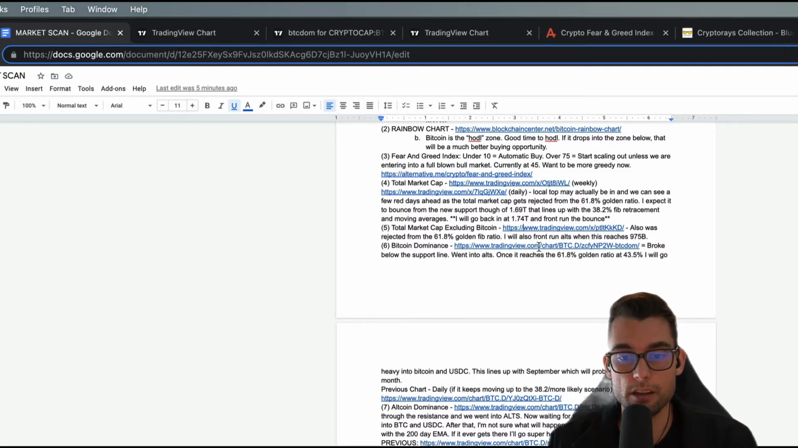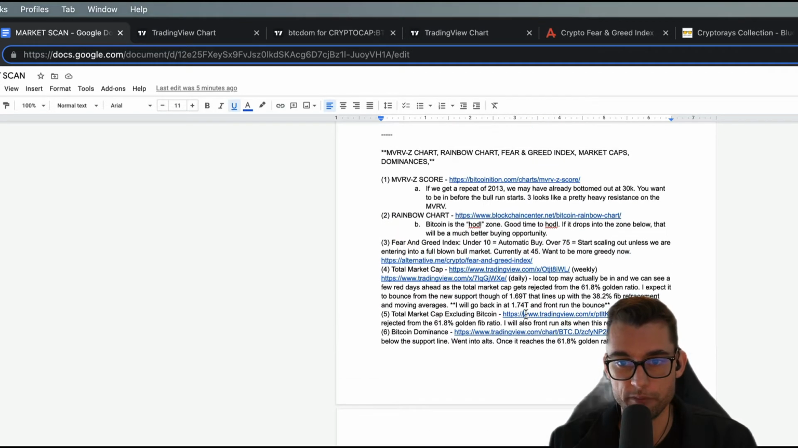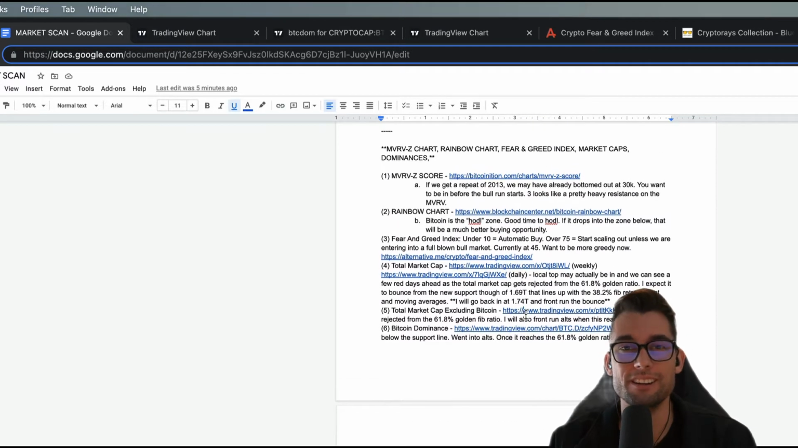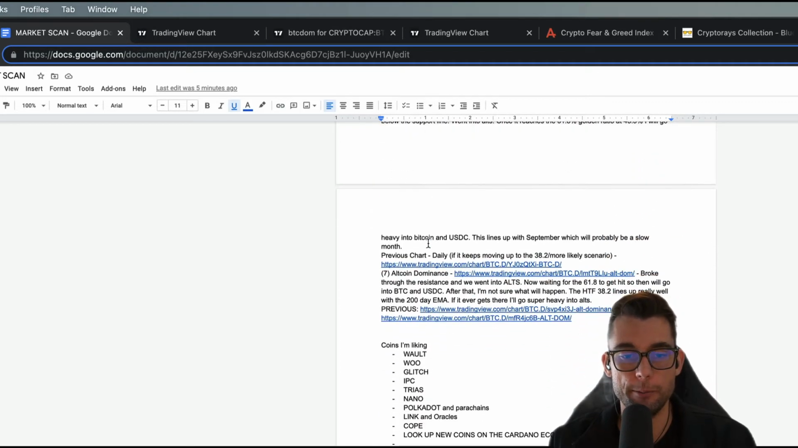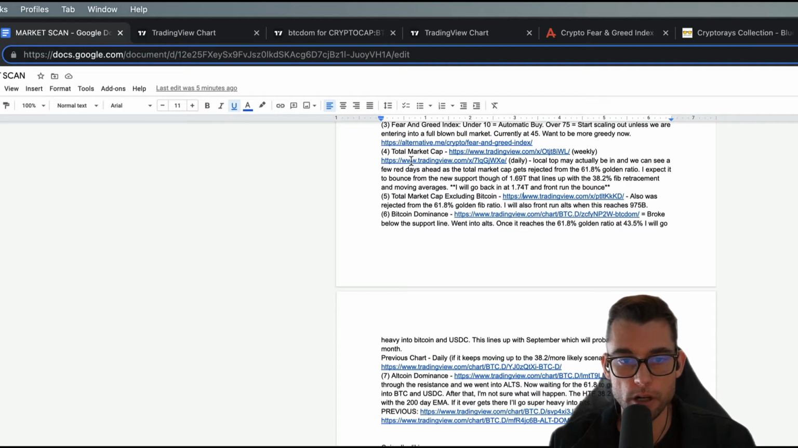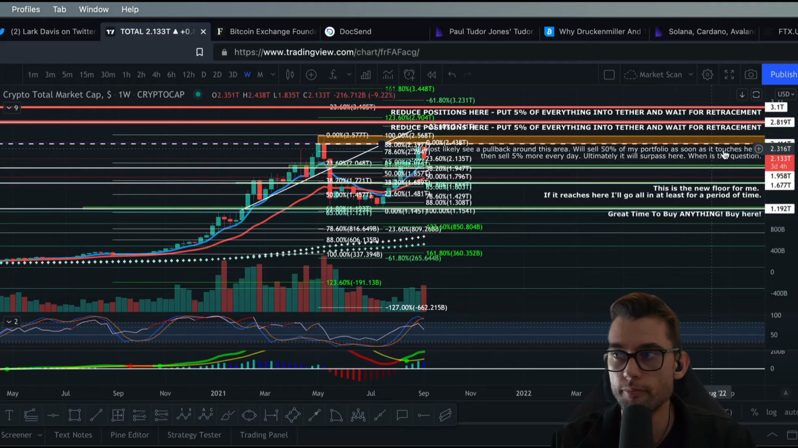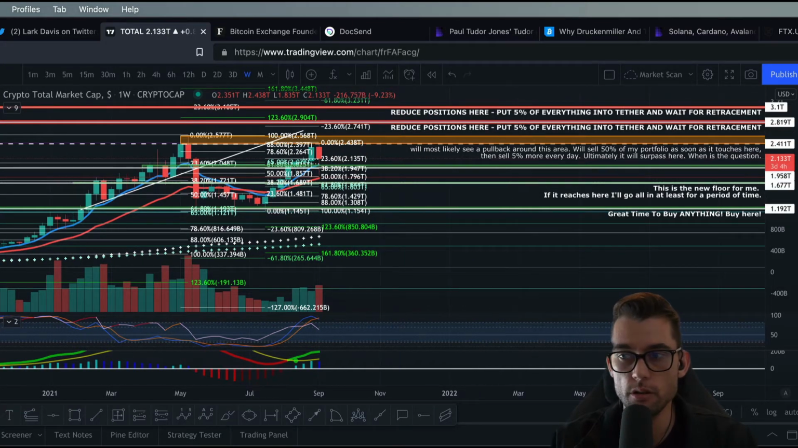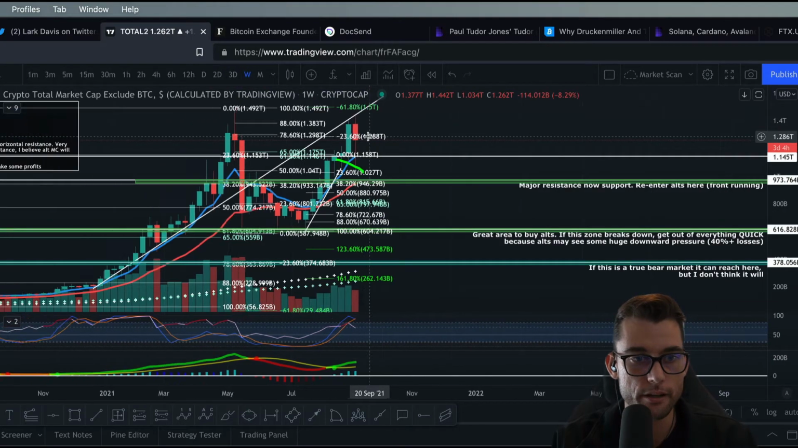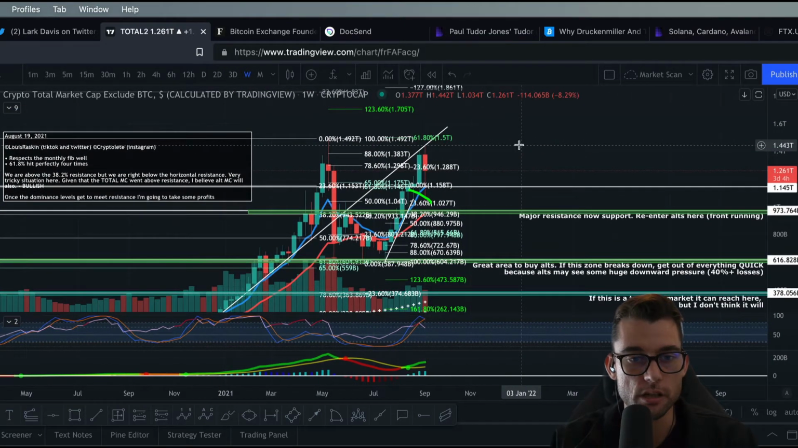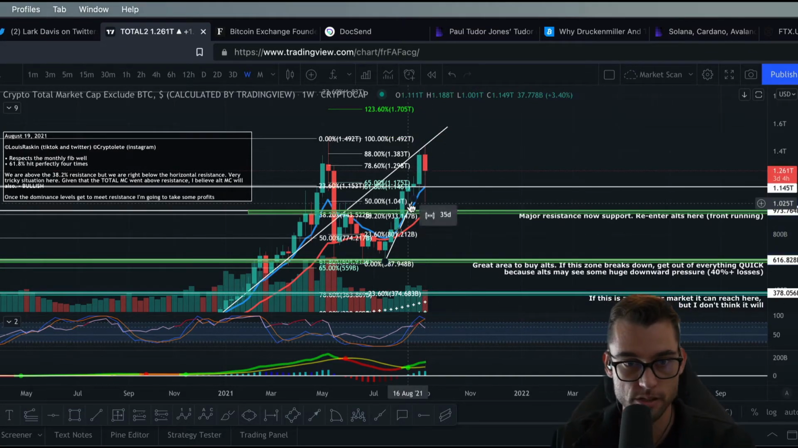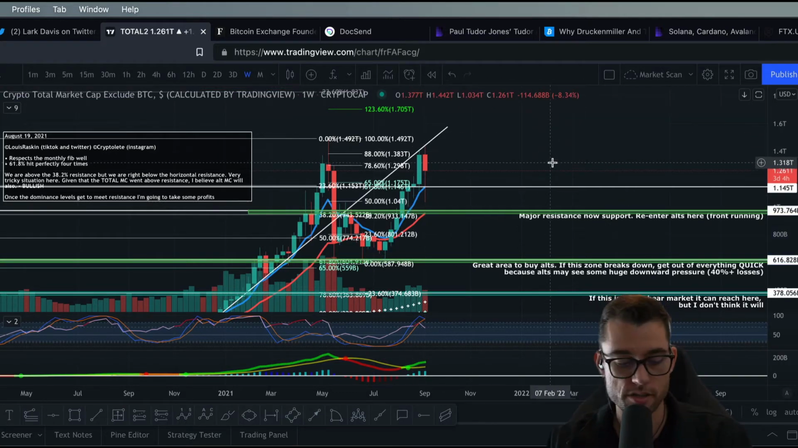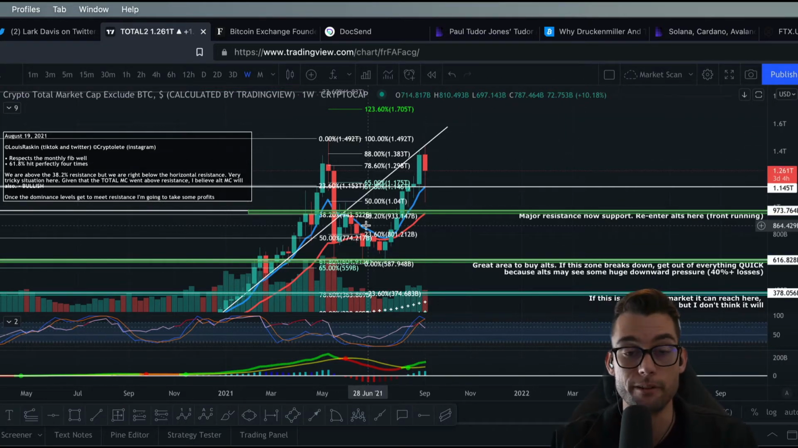And so going back into the actual market scan checklist, we went through the MVRV score, the rainbow chart, the fear and greed index, and then the total market cap. So now we have the total market cap excluding Bitcoin. Going back to TradingView, we could go to that chart right here. And this is pretty crazy. This is the total market cap excluding Bitcoin. Let's clean this up a little bit. Let me pause this and then do the chart, and I'll be right back.